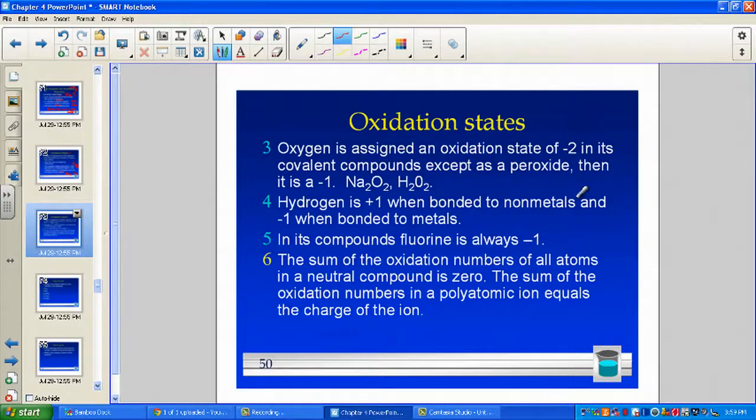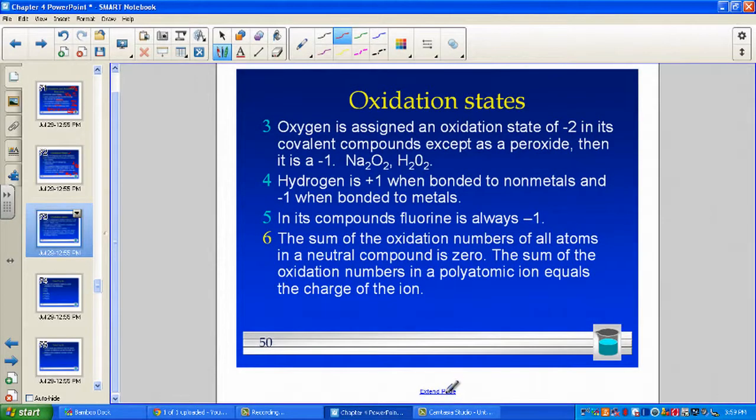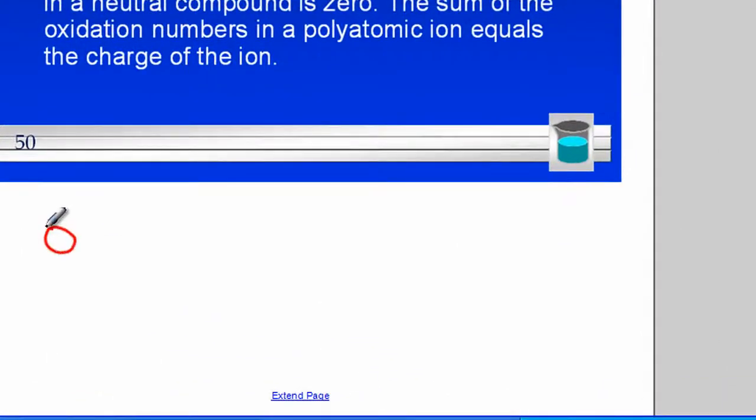Rule number 3. Oxygen is assigned an oxidation state of -2 in its covalent compounds, except as a peroxide. Then it is assigned a -1. Now this rule is extremely important. Let's take some time with it. Rule 3. Oxygen, we know when it forms an ion, is O-2. I'm going to tell you 99% of the time oxygen's oxidation number is -2.